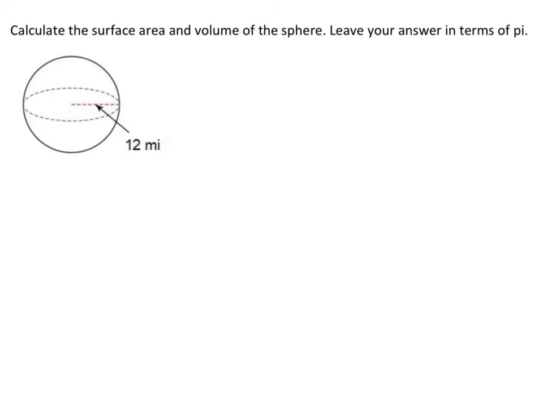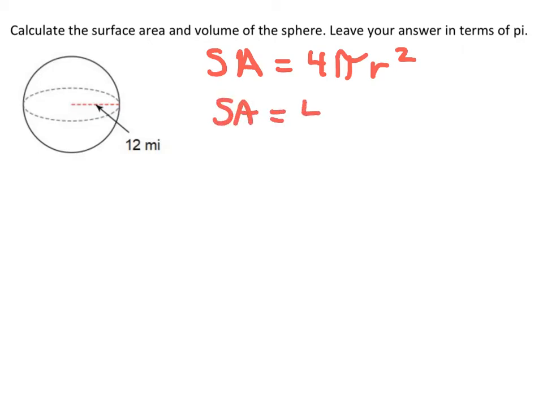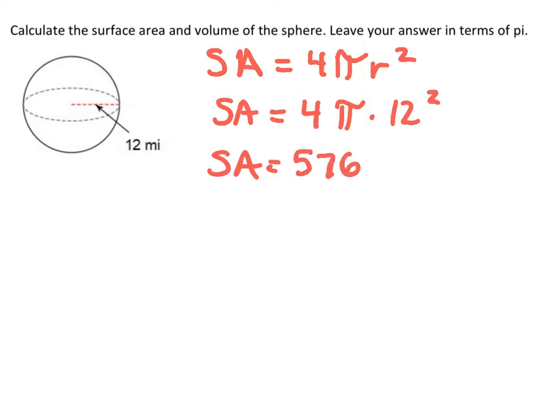For the first example, it asks us to calculate the surface area and volume of the sphere. So for surface area, it's 4 pi r squared. If I substitute, I get 4 pi times 12 squared. So surface area equals 12 squared times 4, so it's 576 pi miles squared.